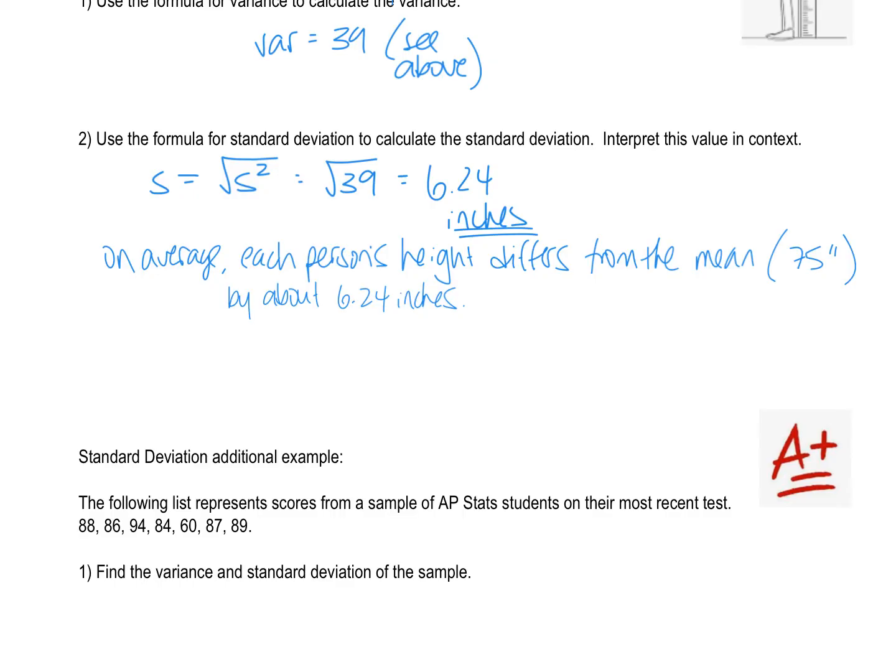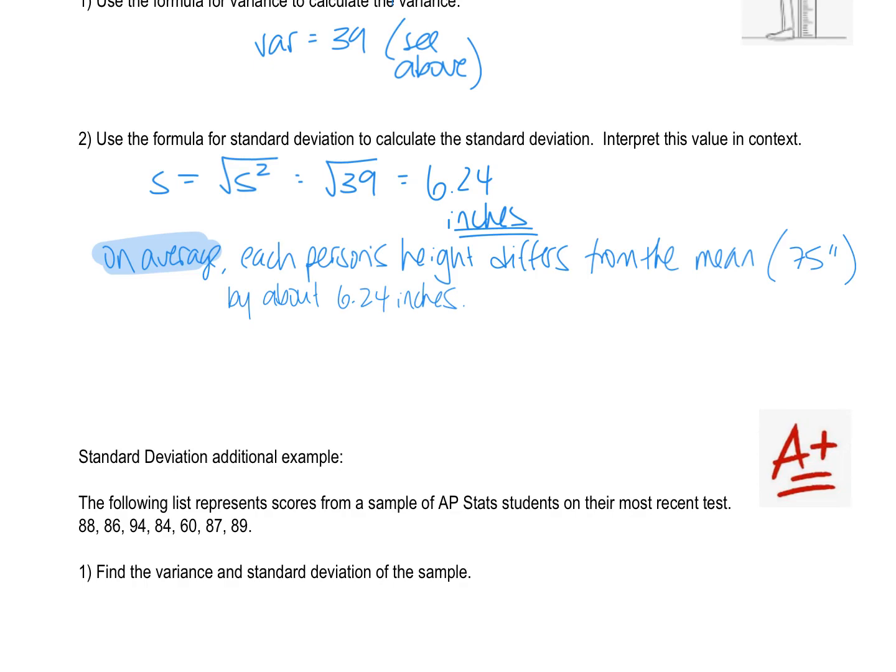What this means is on average. This is probably the most important part of the definition, on average. But it means on average, each person's height differs from the mean. Remember, the mean was 75 inches, by about this many inches. So it's the average distance away from the average. So it's a lot of using the word average.